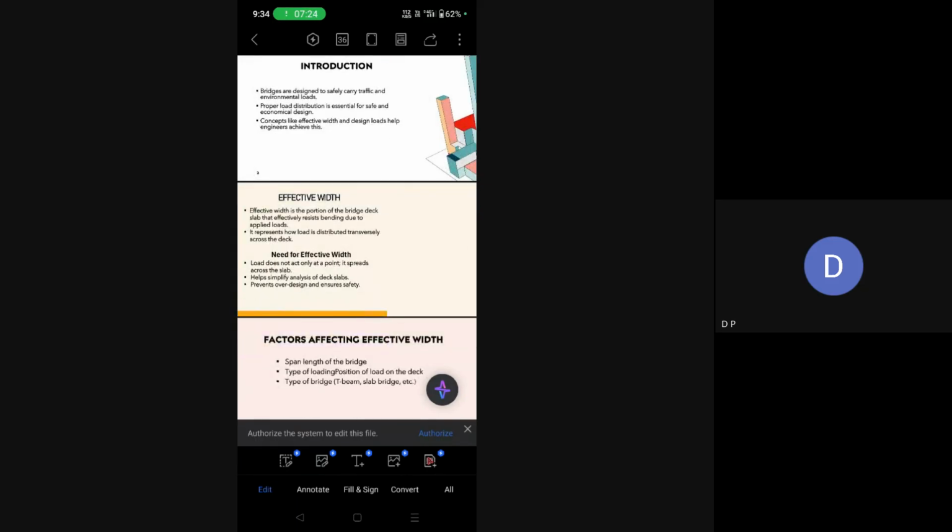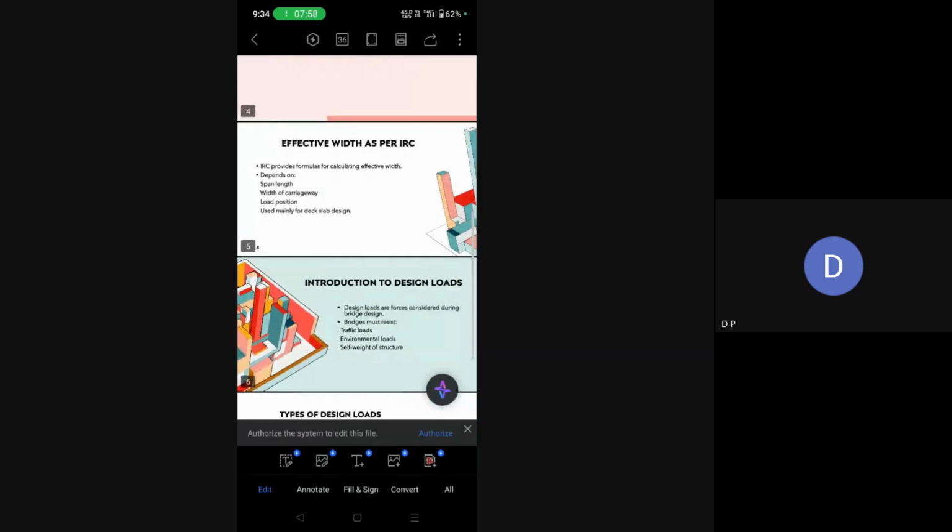Effective width is the portion of the bridge's deck slab that effectively resists bending due to the applied loads. It represents how loads are distributed transversely across the deck. We need effective width because loads do not act only at a point, they spread across the slab. It helps simplify analysis of the deck slab. Then factors affecting the effective width: span length of bridge, type of loading, position of load on the deck, type of bridges, T-beam, slab bridges, etc.